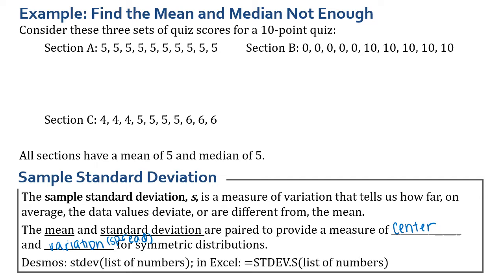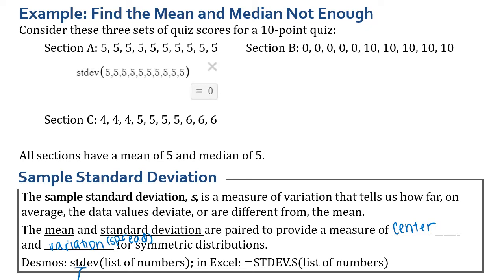Now, you can use Desmos or Excel or Google Sheets for finding the standard deviation. I'm going to end up showing you examples of how I put it into Desmos, but with Desmos you just type in STDEV and then parentheses, and then you list out the numbers with a comma in between. In Excel, it's using the equals stdev.s, and then you list the numbers again with commas in between.